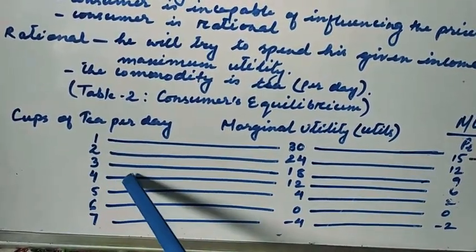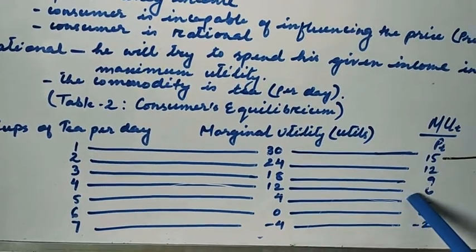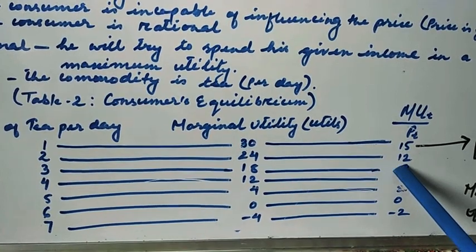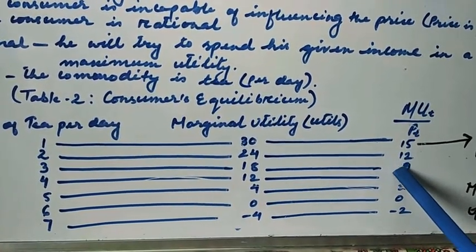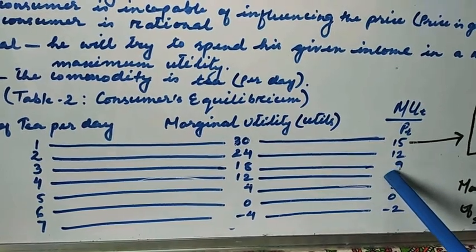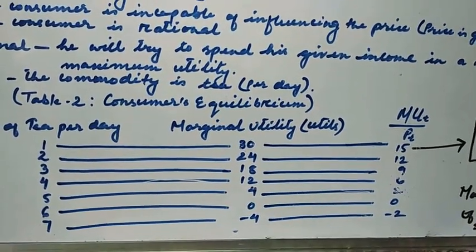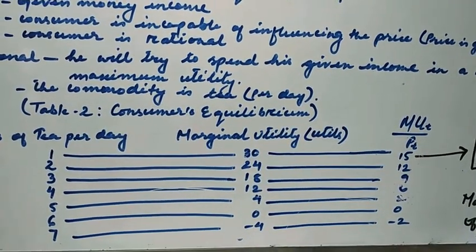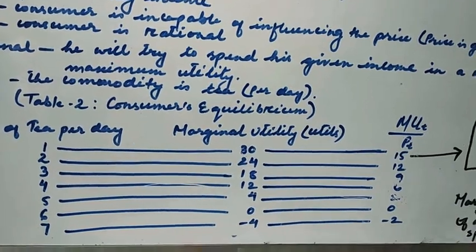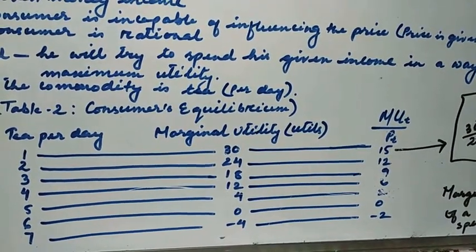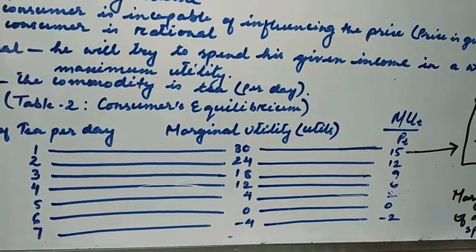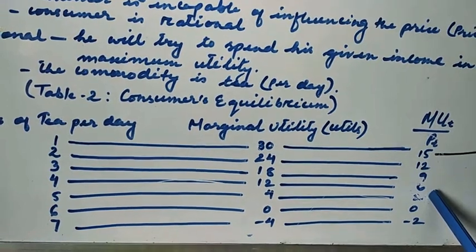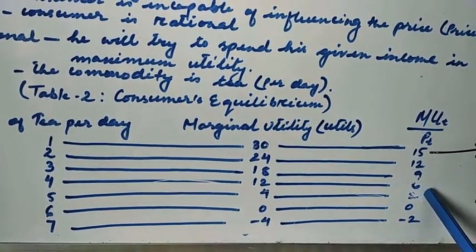With 4 cups of tea, he will be in equilibrium because at this point, the marginal utility in consumption of the cup of tea and the marginal utility of money in general are equal. So he will be in equilibrium at this 4th cup of tea. If, let us say, the consumer buys and consumes more cups of tea, then from column number 3 of the table, it will seem that he will get less marginal utility of a rupee.